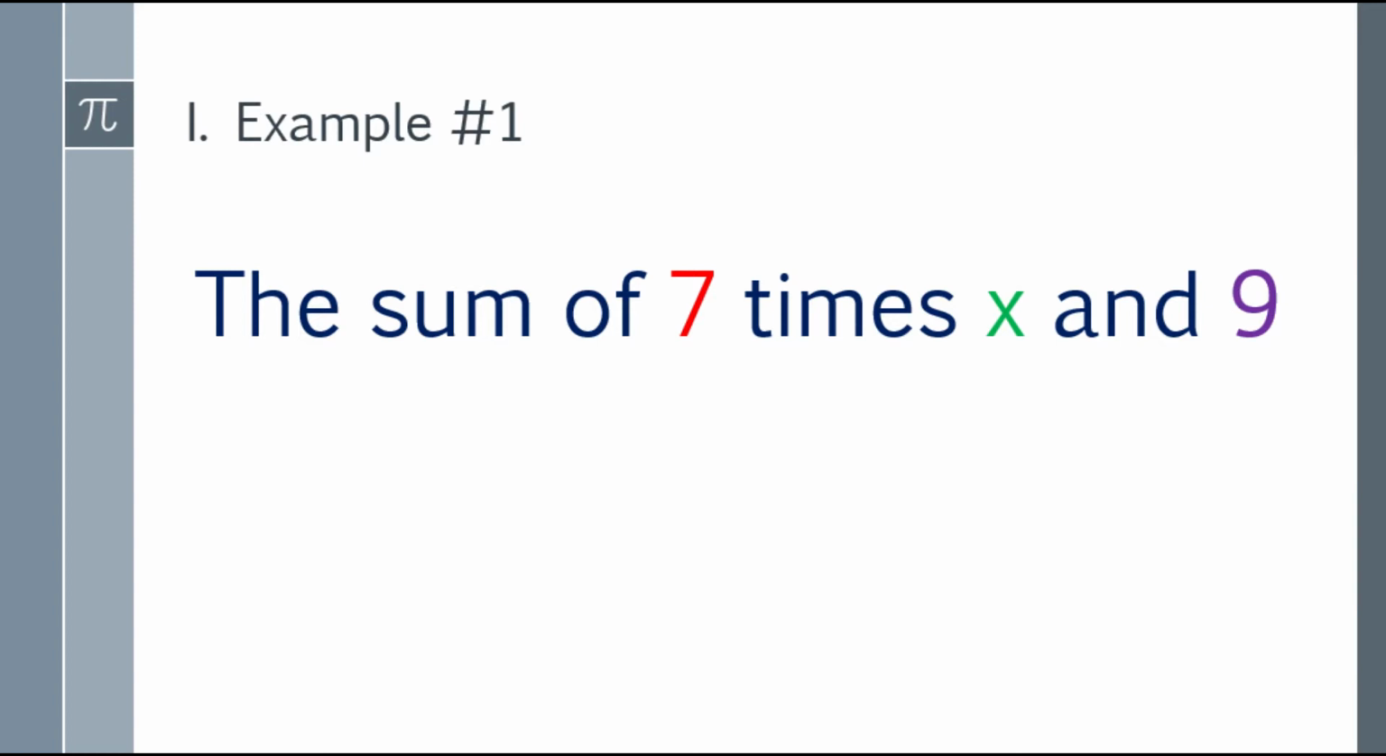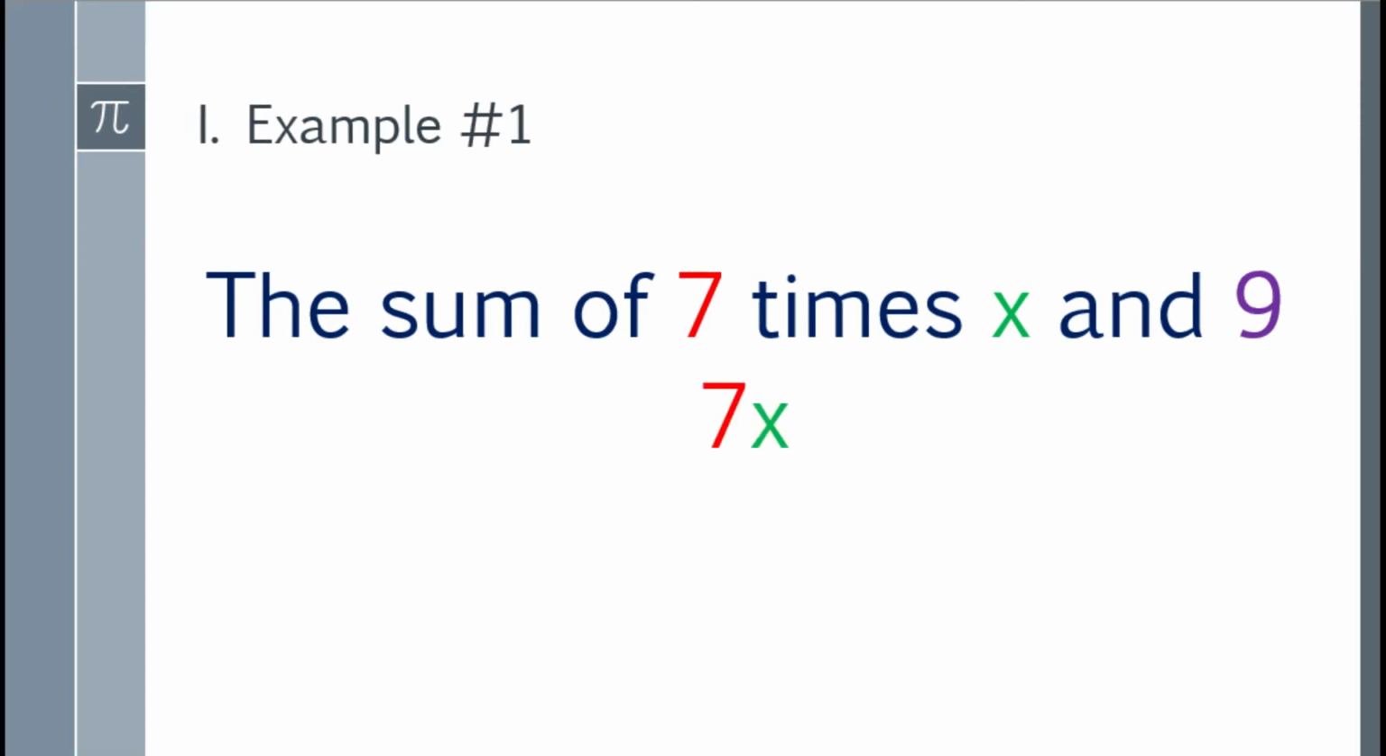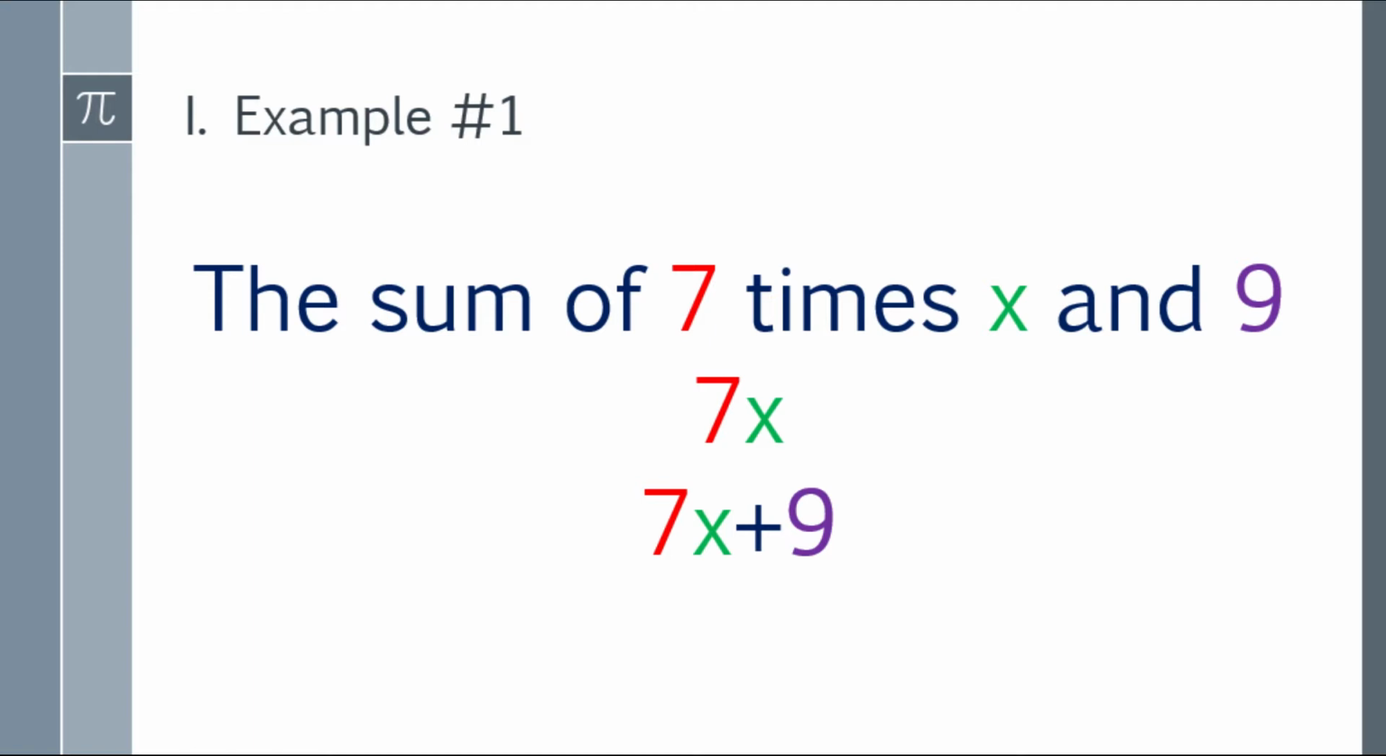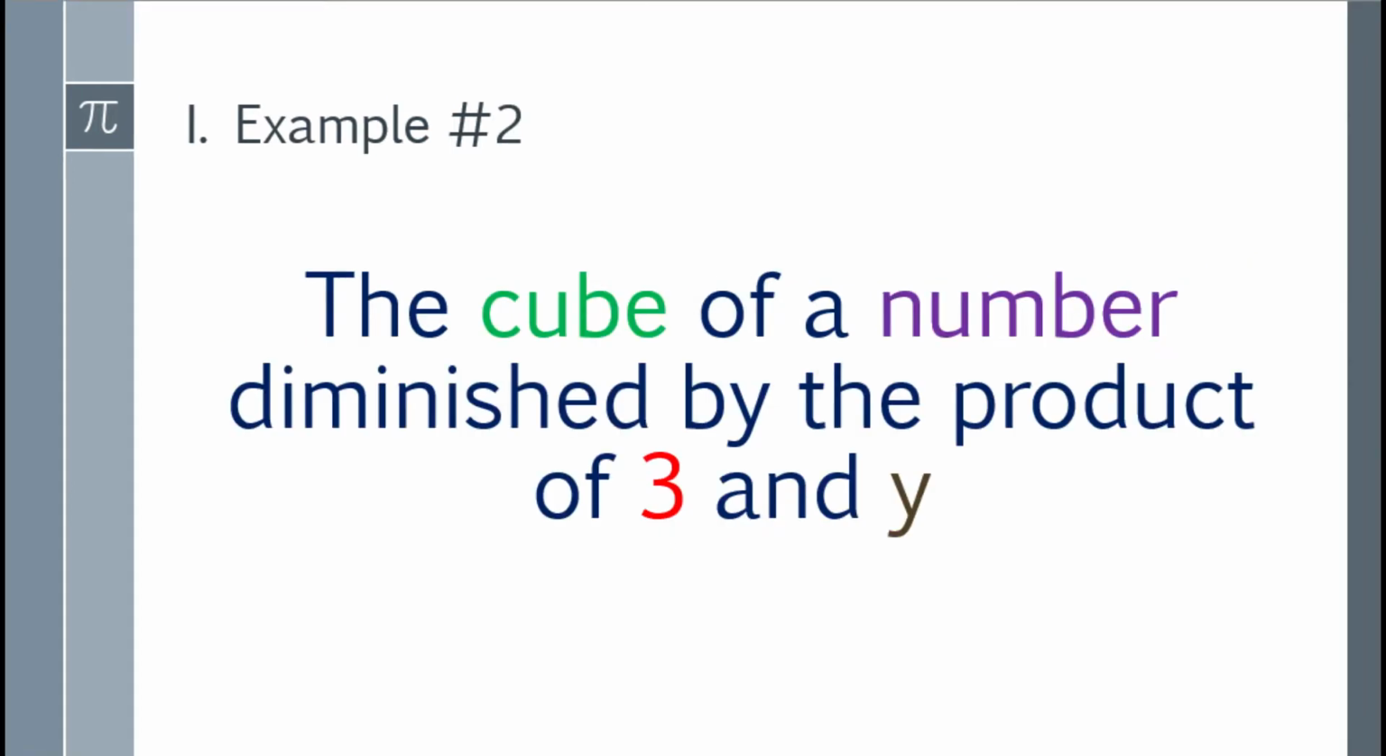Okay, so ano bang meron tayo dito? Meron tayo dito the sum. So, magpo-plus tayo dito, for sure. And the sum daw ng 7 times x at ng 9. So, dalawang grupo siya. So, ang 7 times mo ng x, that will be 7x. Tapos, lagyan natin yung plus sign at pagsamahin natin dun sa isa, which is 9. So, ang final answer mo dito is 7x plus 9. So, easy, right? How about example number 2?